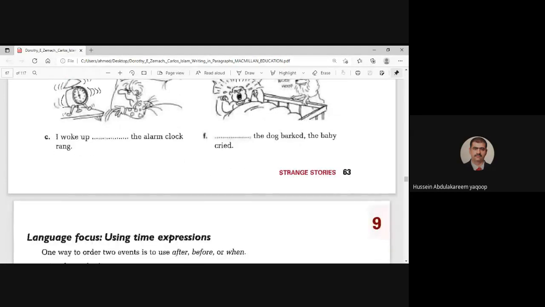And the last one goes to whom? It may go to Kamil. F, please. When the dog barked, the baby cried. The barking of the dog is the first event, while the crying of the baby is the second one. Okay, now let's move to the next page. Please follow me.